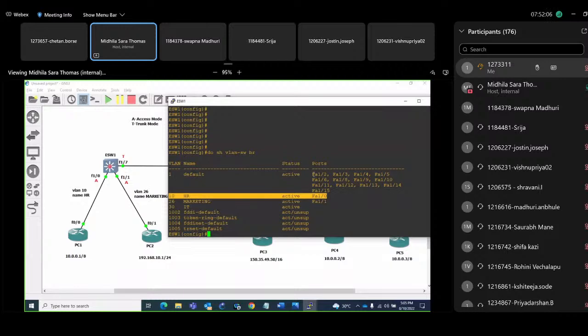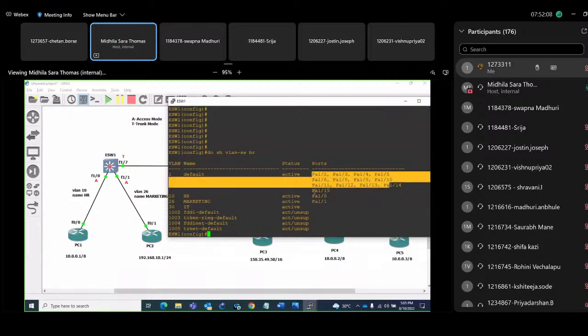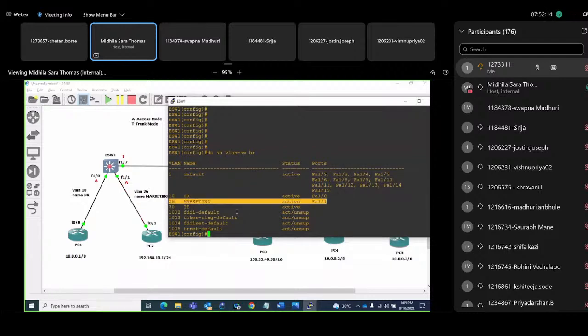Okay. Where is F1/1? Do you see F1/1 here? No, it is not here. It is under VLAN 26, yes, with marketing. And is there any interface in ESW1 which is under VLAN 30? No, right? No interface here in ESW1, so no interface is shown.